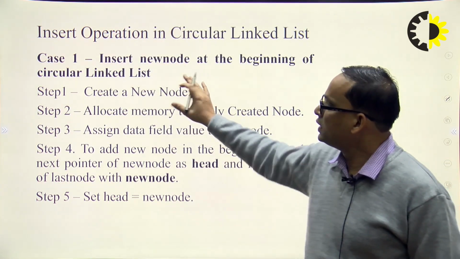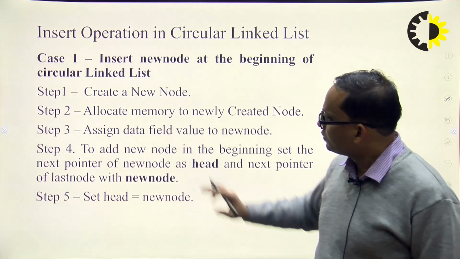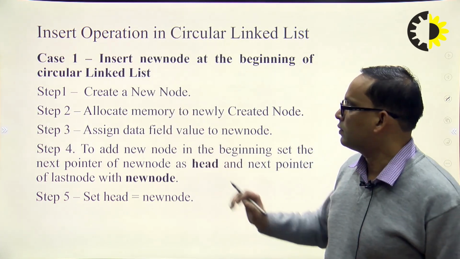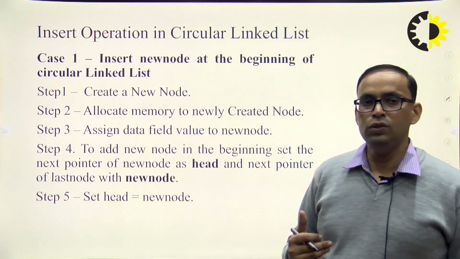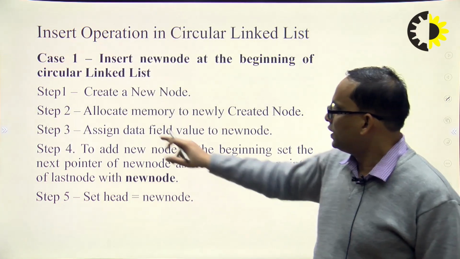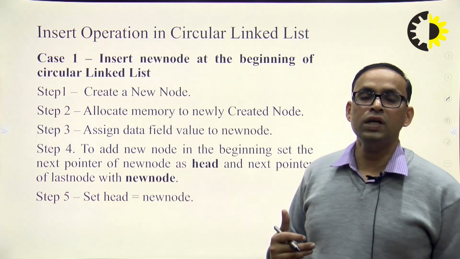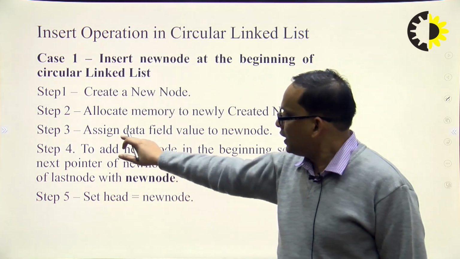To insert a new node at the beginning of circular linked list, we follow the given steps. Step 1, first we create a new node. To create a new node, we use the structure pointer, and after that we allocate the memory to the newly created node. We can use the malloc function to allocate memory to the newly created node. Then we will assign the data field.